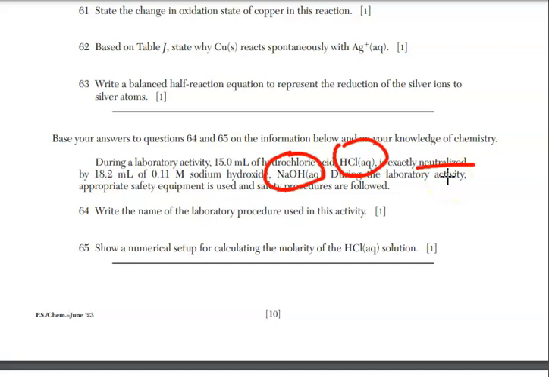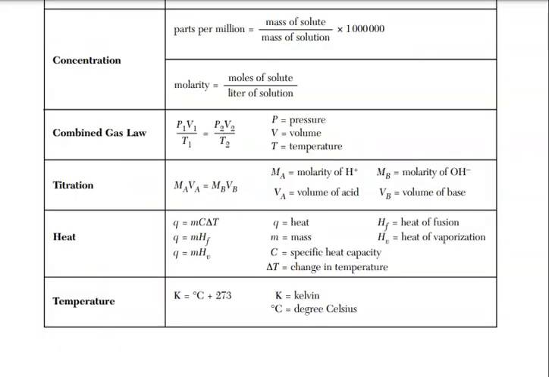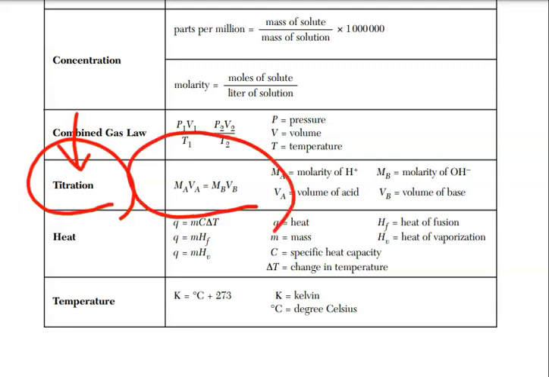Now in 64, you're asked to write the name of the laboratory procedure used. When we have an acid and a base neutralizing one another, it is a titration. For 65, show a numerical setup again. Notice we're not calculating an answer for the molarity of the HCl solution. Let's find the equation and we'll come back and set it up. On reference table T, here it is, and notice the word titration. If you couldn't remember the word for the other question, you might realize it if you took a look at the reference tables. And here is the equation.